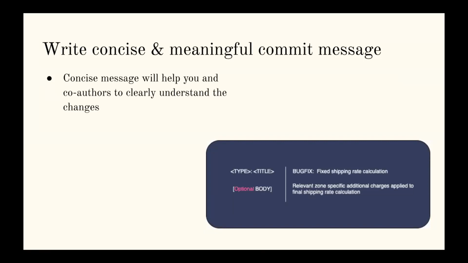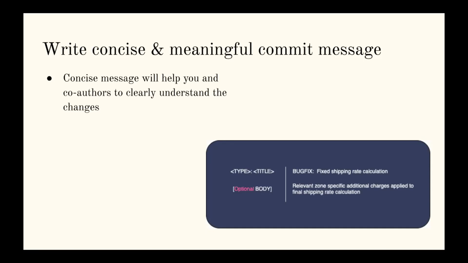If we see the example on the right side, this is a very simple template we follow. On the left, the template says there's a type followed by a title, and then there is an optional body. The type means what type of commit it is. As an example here, I'm fixing a bug, so I put it as a bug fix and then the title itself. And following is an optional body, which explains why, what exactly was wrong and how we fixed it, not the detail, just the high level. This really helps to identify later how the code evolved.